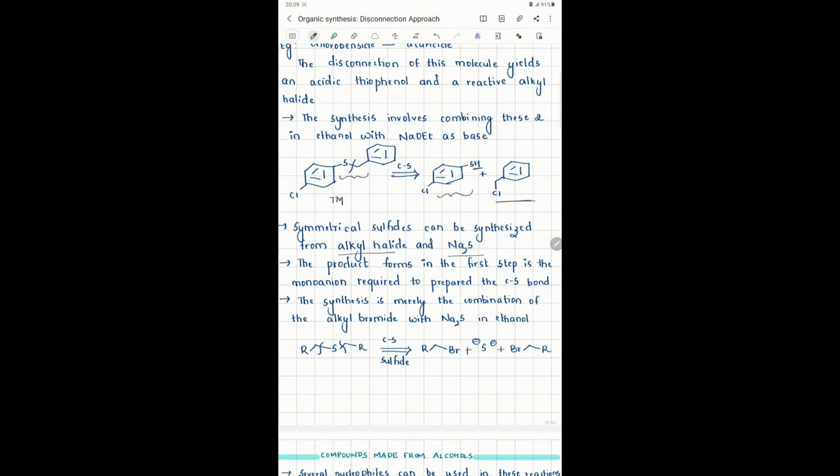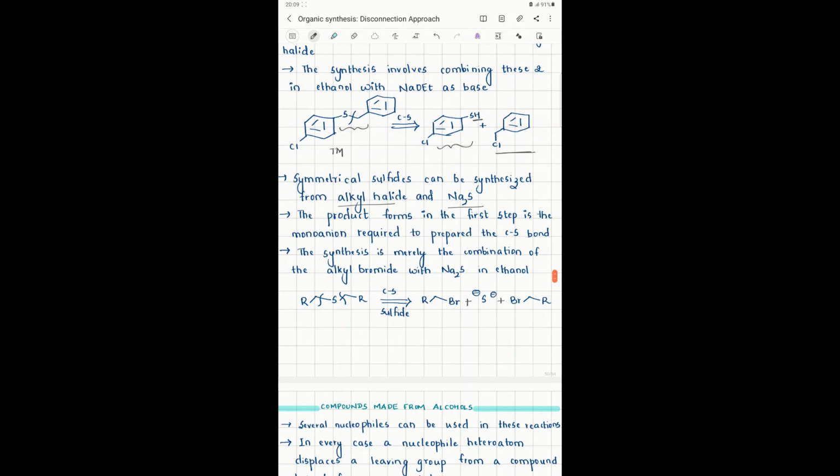The product formed in the first step is a monoanion required to prepare the C–S bond. The synthesis is merely the combination of alkyl bromide with sodium sulfide in ethanol. If there are symmetrical alkyl halides or a symmetrical sulfide system, what we are going to do is cleave the system in such a way that both the groups are cleaved off, and hence one group C–X disconnection two times we are doing, so that one of the groups is an alkyl bromide, the other group is also an alkyl bromide, and the other is a dianion system.